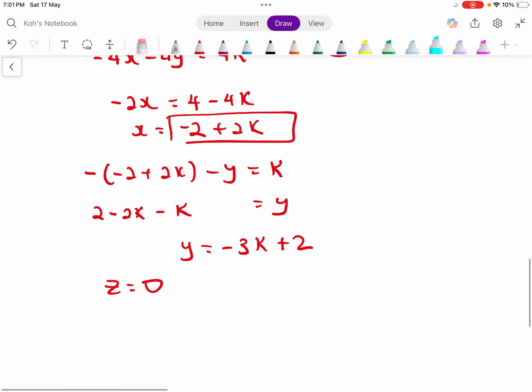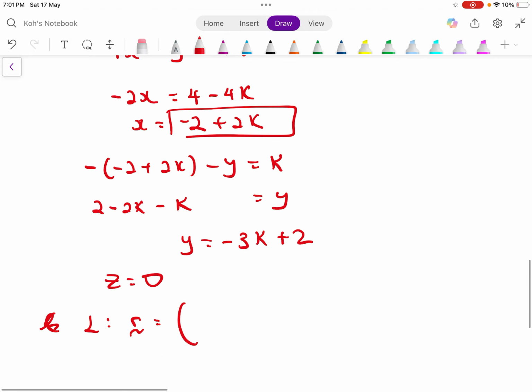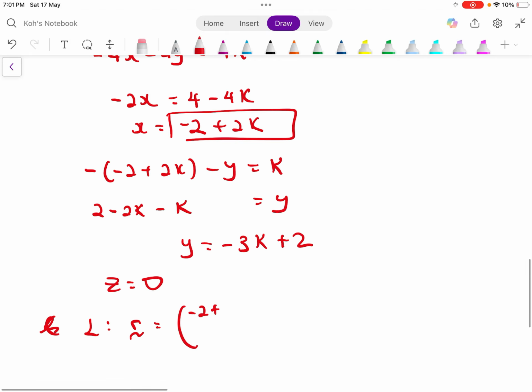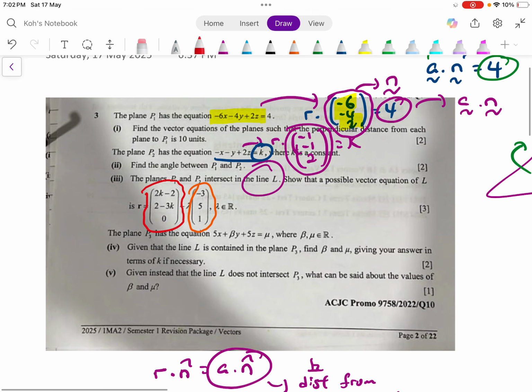So the cross product will be something like this. Of course I write down the position vector first. So the line L is r equal to, the position vector is negative 2 plus 2k, then 2 minus 3k, then 0, plus lambda something something. So what is the something something? You must do the cross product, which is the cross of the two normal vectors. So meaning negative 6, negative 4, 2, and negative 1, negative 1, 2.